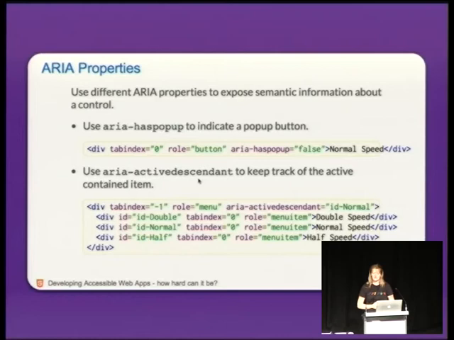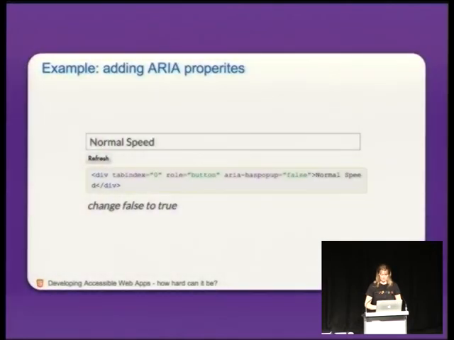ARIA active descendant. Now, sometimes we have a list of items, and one of them is active, and we can use ARIA active descendant to position the active element in there. So I've got that as an example. Which one do I have? The pop-up one. Okay, here we go.